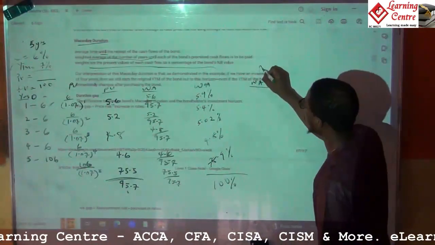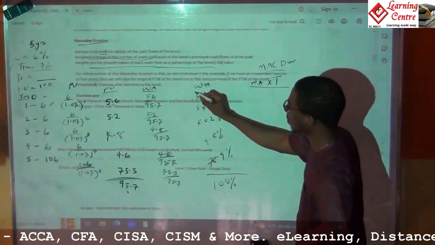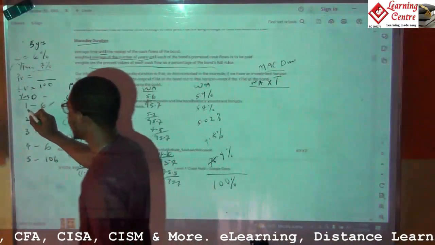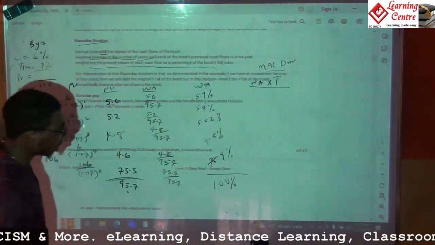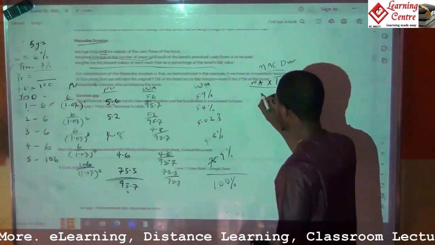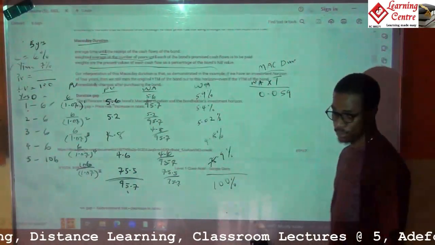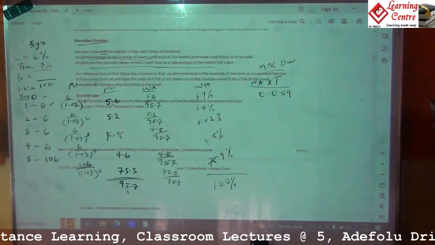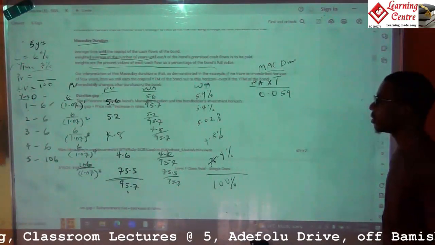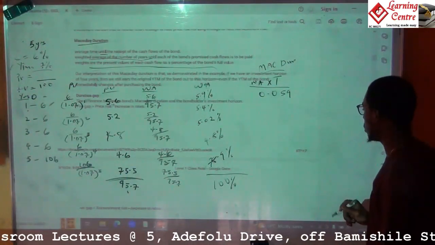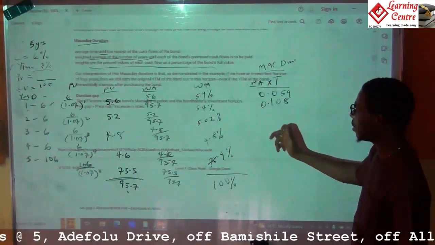So my market duration is what I'm going to do. It will be the weighted average, 5.9% times the time to receipt of the fund. 5.9% times 1, in decimals, is 0.059. So let's run through the rest. 5.4% times 2, and the next one 4% times 2, gives 0.108. Okay, let's move on.